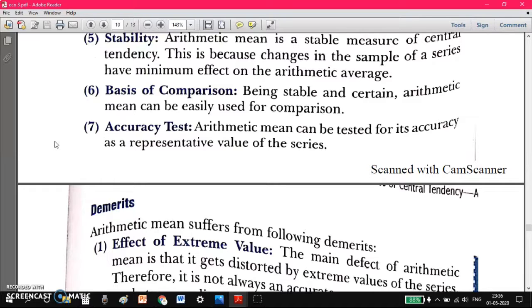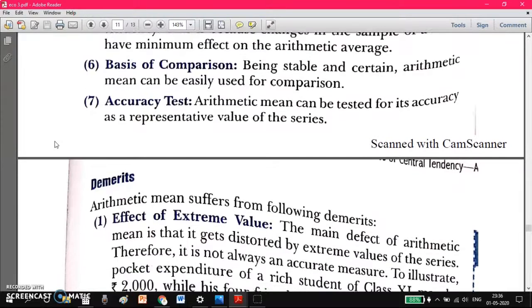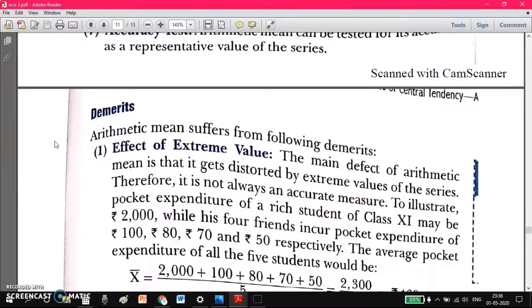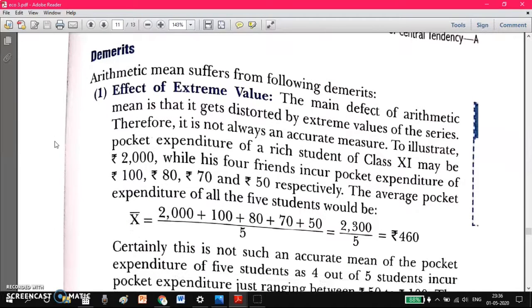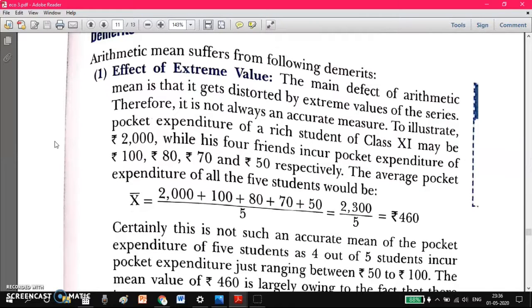Basis of comparison, so it is used for comparison. Accurate testing, so it is always accurate as long as you have done the right test. Fine. Effect of extreme value. When there are many extreme values, there is a big effect.